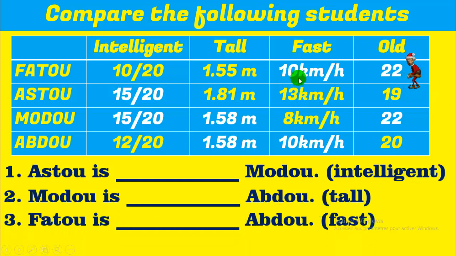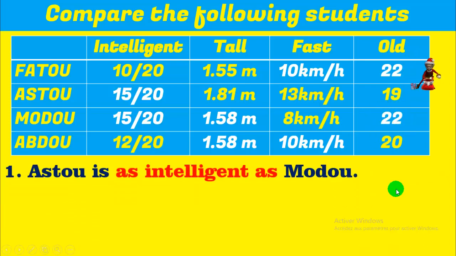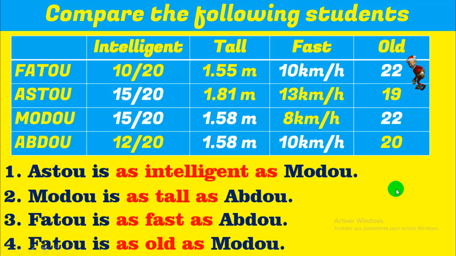Now, Fatu and Abdu fast. Fatu 10 kilometers per hour, Abdu 10 kilometers per hour. So it is equality. And the last sentence, Fatu and Modu old. Fatu 22 years old, Modu 22 years old. So look at here. As intelligent as, as tall as, as fast as, as old as. So it is equality. Aussi intelligent que, aussi élancé que, aussi rapide que, aussi âgé que, le comparatif d'égalité.